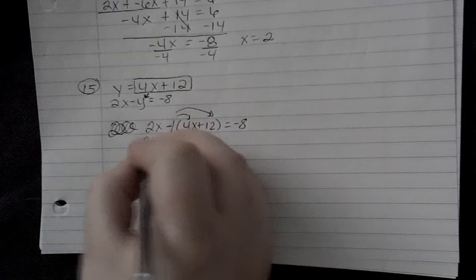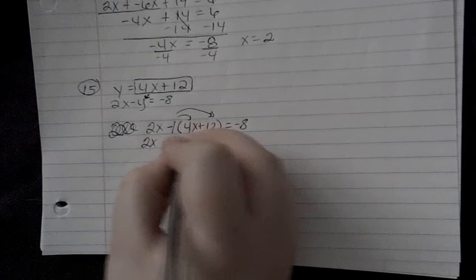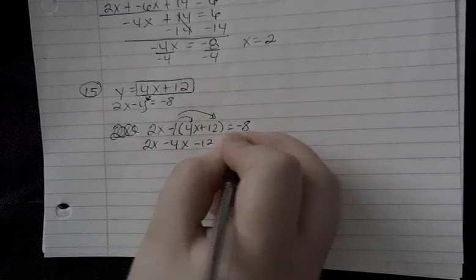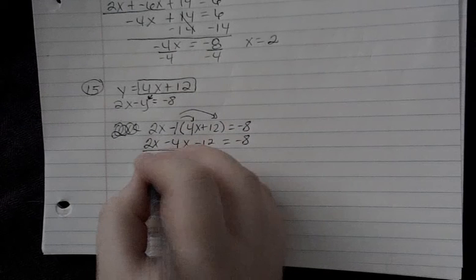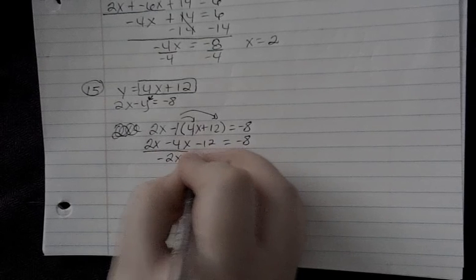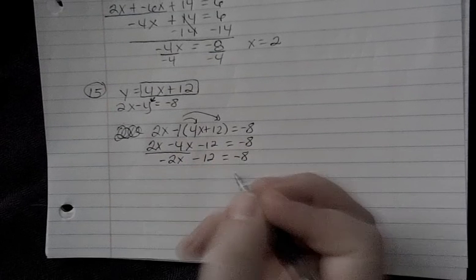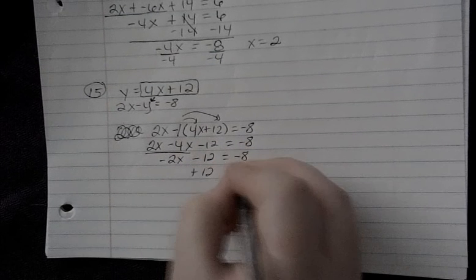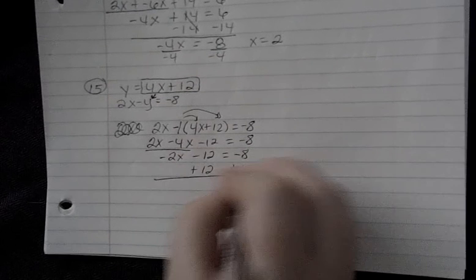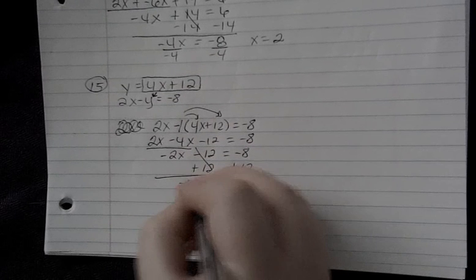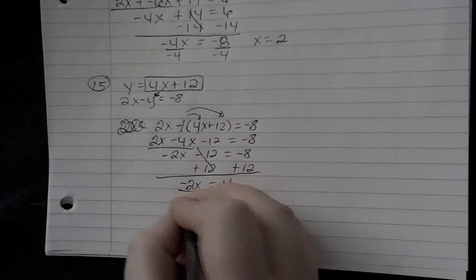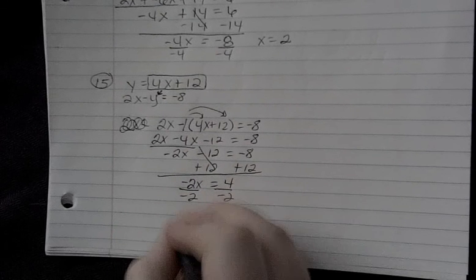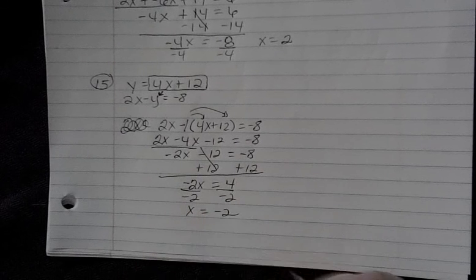So I get 2x minus 4x minus 12 equals negative 8. Combine your like terms to get negative 2x minus 12 equals negative 8. Add 12 to both sides to get negative 2x equals 4. Divide both sides by negative 2 to get x equals negative 2.